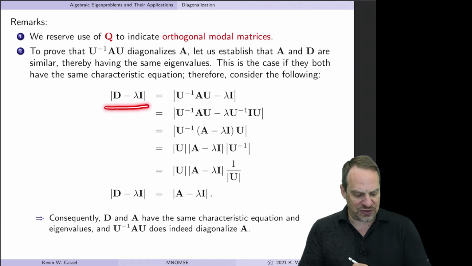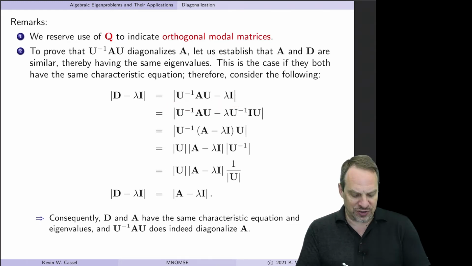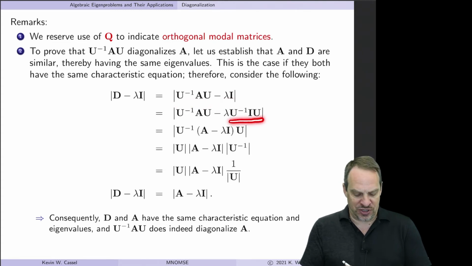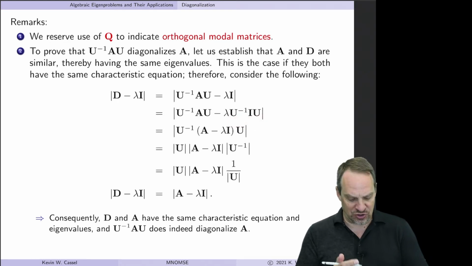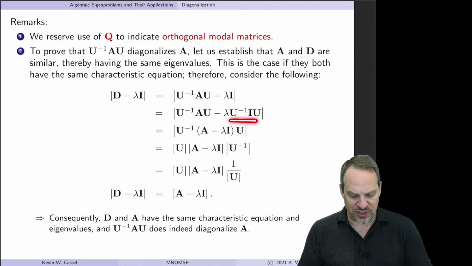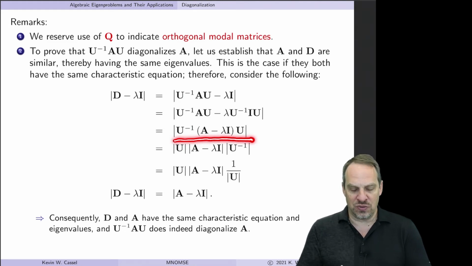So the determinant of D minus lambda times I is equal to the determinant of U inverse times A times U minus lambda times I. Let's make this term look similar to the first term. I can multiply by U inverse times U because that's just the identity matrix, so it's like multiplying by 1, so that doesn't change the result. So let's write this as U inverse times I times U. So now you'll notice I'm pre-multiplying U inverse in both of these and post-multiplying U. So I can write this then, the determinant of U inverse times the quantity A minus lambda I times U.